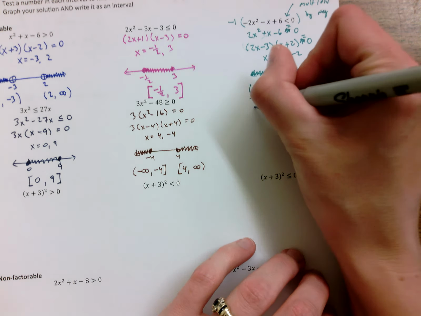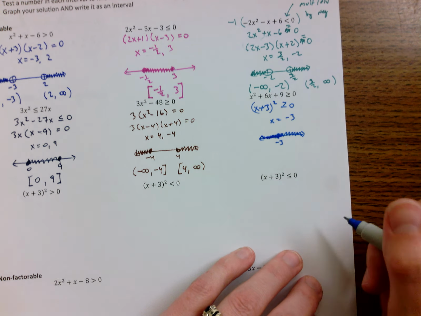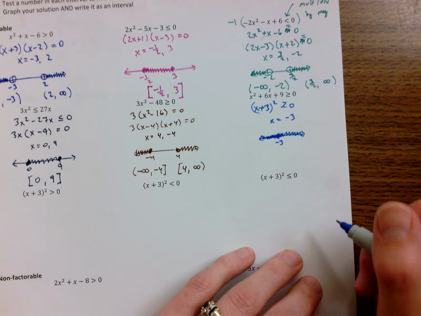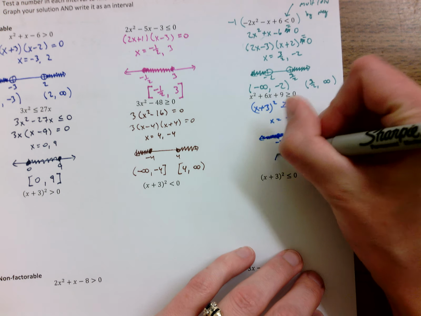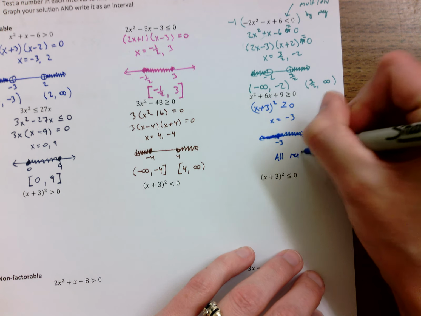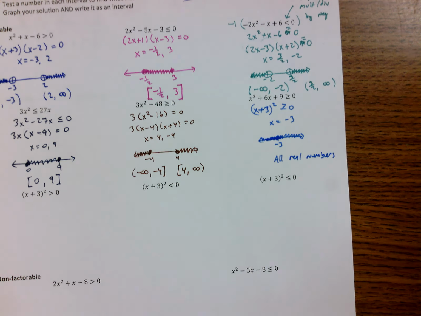Okay, and let's test some numbers. So positive 10,000, 10,000 squared plus some more thousands. Yeah, that's going to be greater than or equal to 0. So that works. Negative 10,000, negative 10,000 squared plus some other stuff. Yep, still bigger than 0. So that works too. Okay, well, what does that mean? So we just shaded literally everything on our number line. Well, what that means is that this is all real numbers. Okay, so anything will work for this guy.